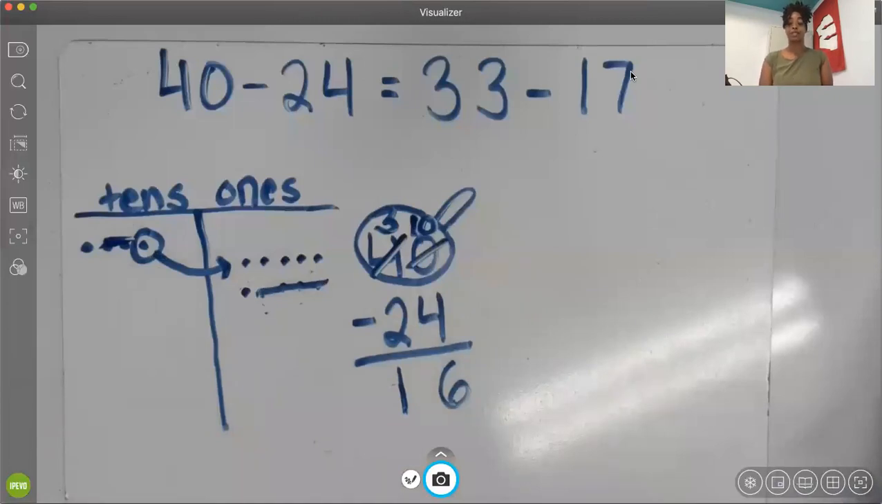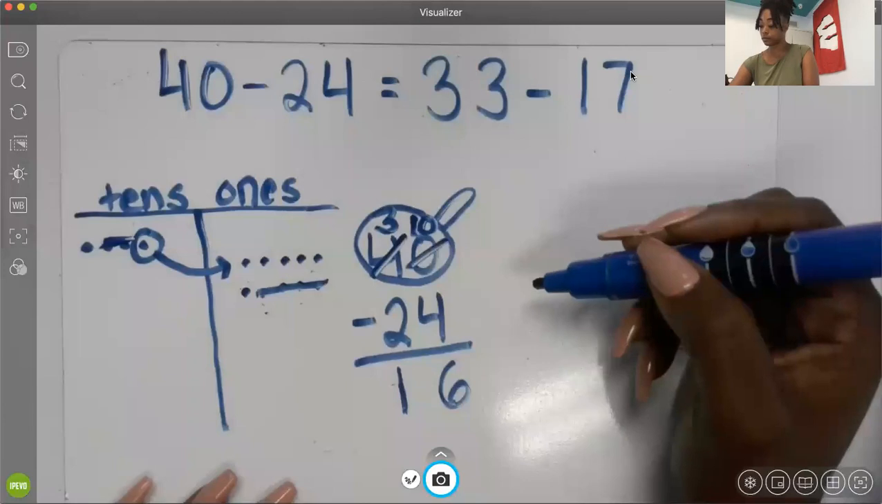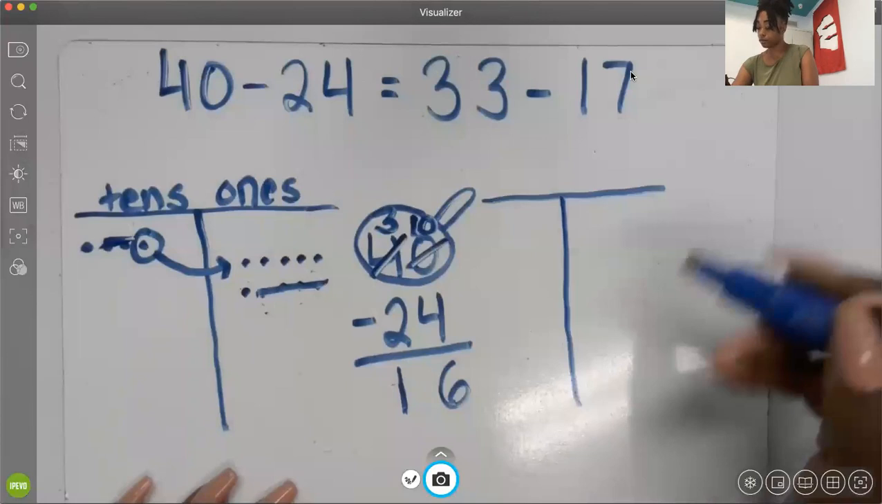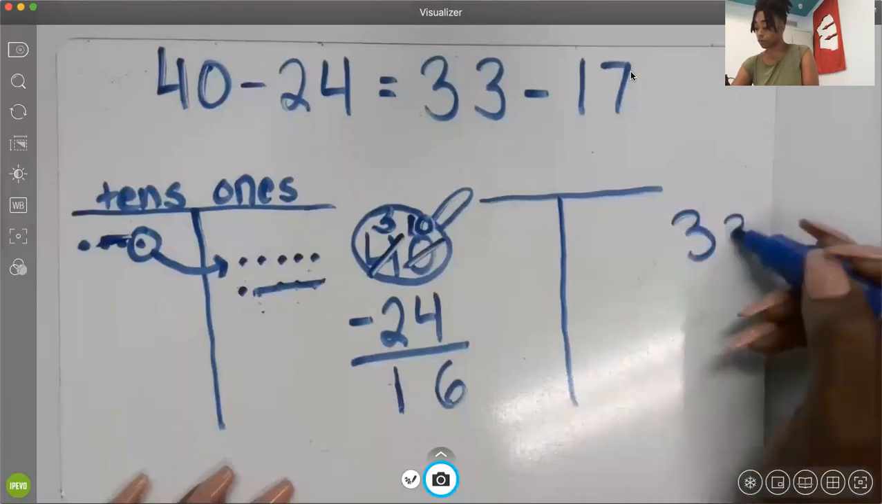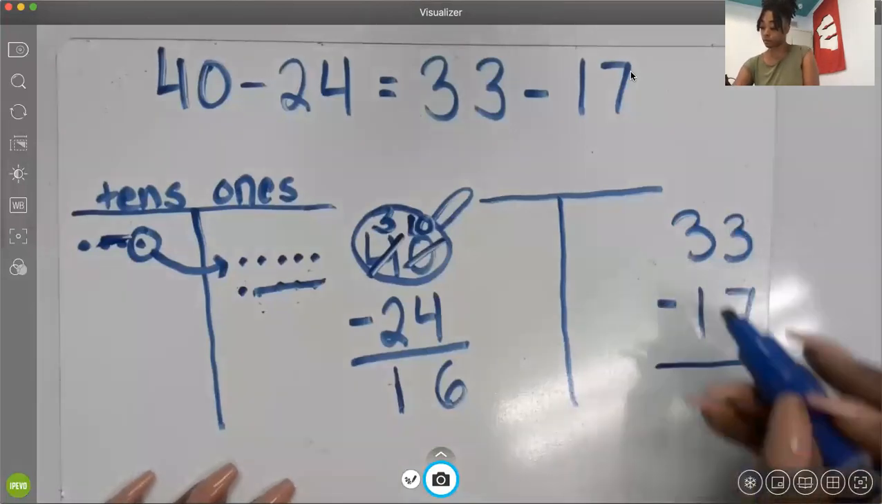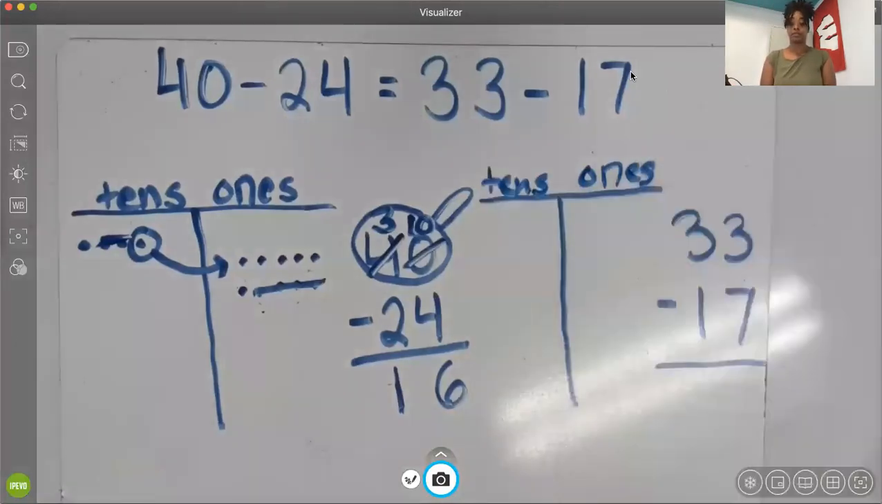Let's see what happens when we subtract 17 from 33. Go ahead and draw another place value chart and set up the second problem in vertical form as well. Go ahead and work on this one on your own, and then you can check your work with my work on my personal whiteboard.